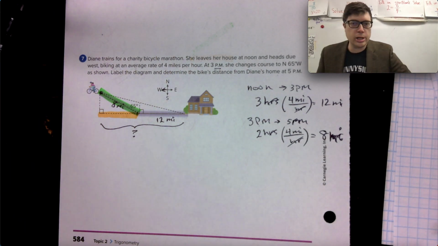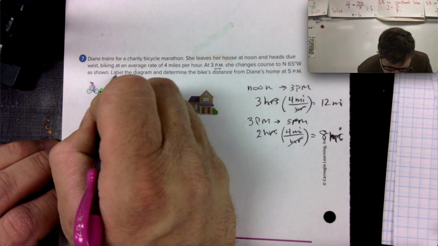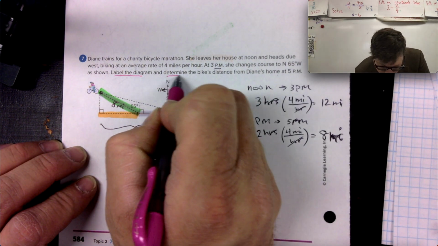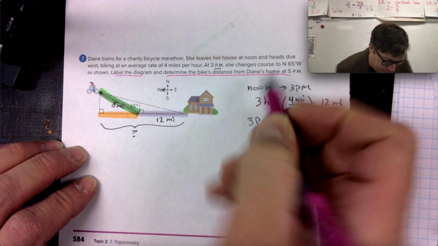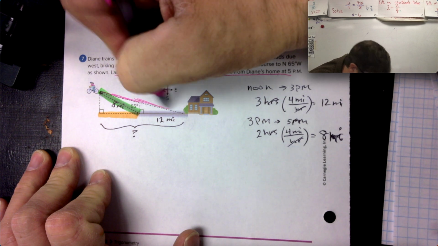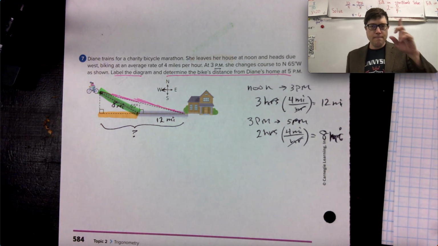Okay, I need to be a little more clear. This line right here, label the diagram. So there I am labeling it. And then I'm determining the bike's distance from Diane's home at 5 p.m. That's this line. Okay, back on it.